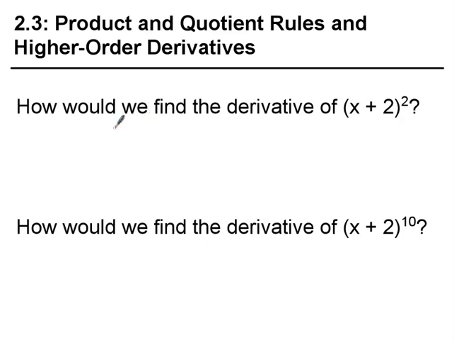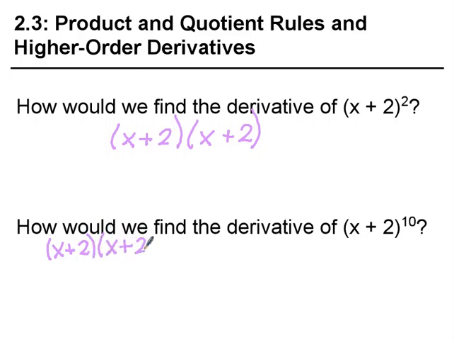When you think about it, what you can do on that first one is take x plus 2 times x plus 2, right? And then you can FOIL it out and then use the rules that we know. Now the question is, how do you get down to the derivative of x plus 2 to the 10th? Well, you could use the binomial theorem if you remember it, but my guess is you don't remember it. So that's going to take you an awful long time, right?